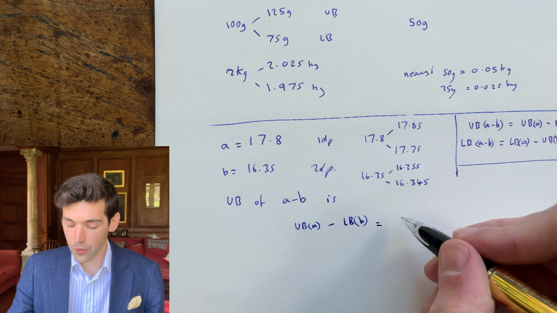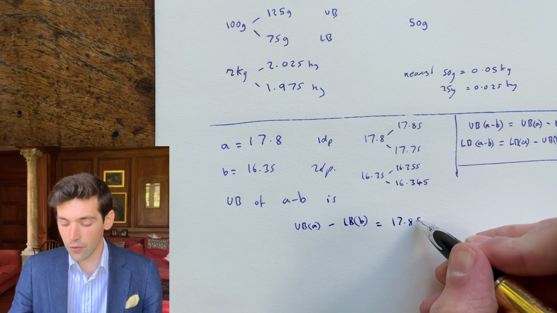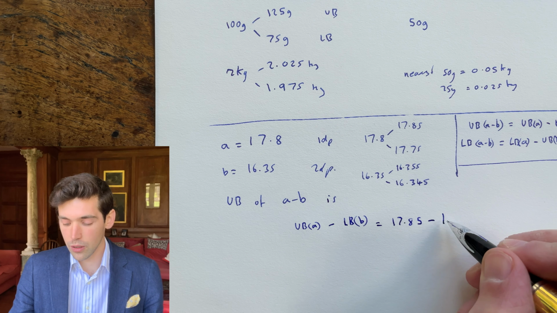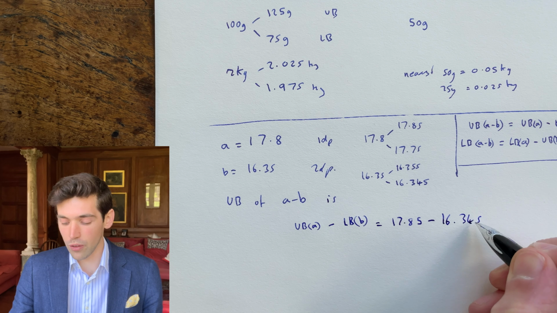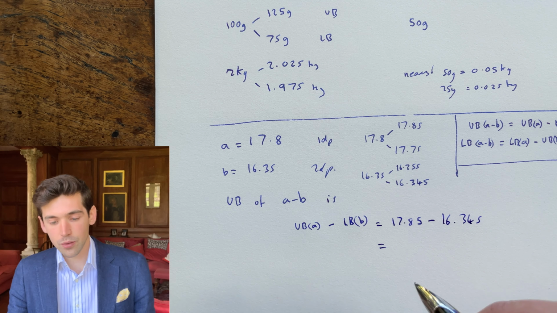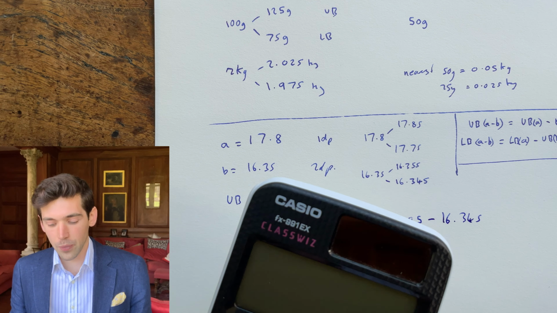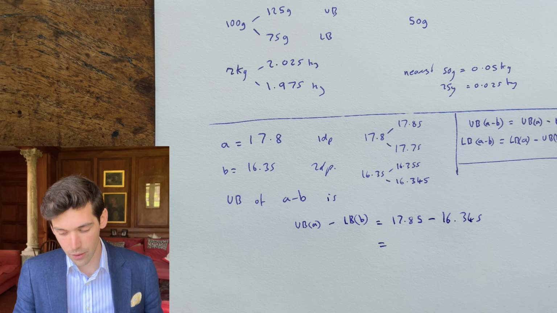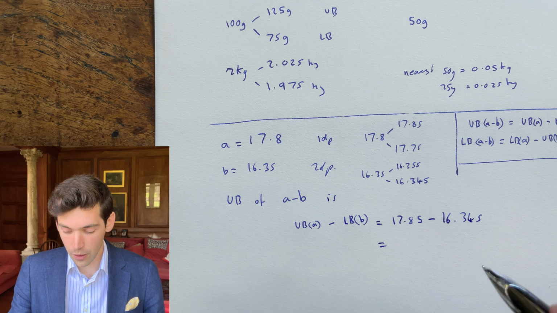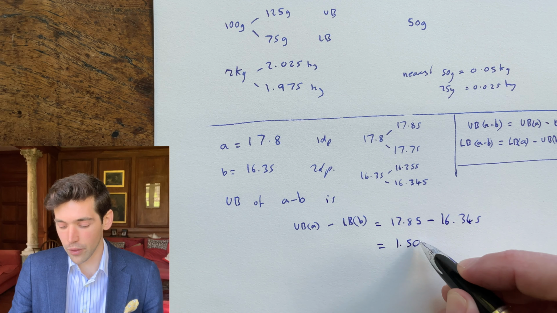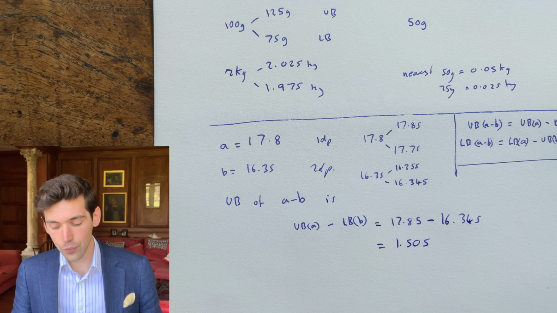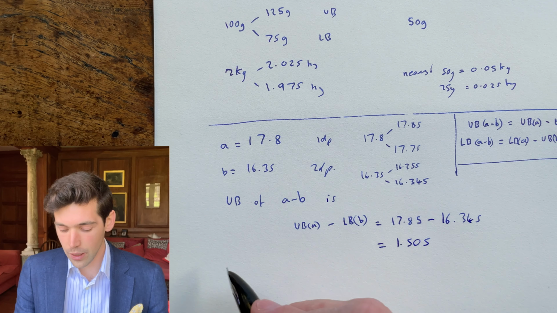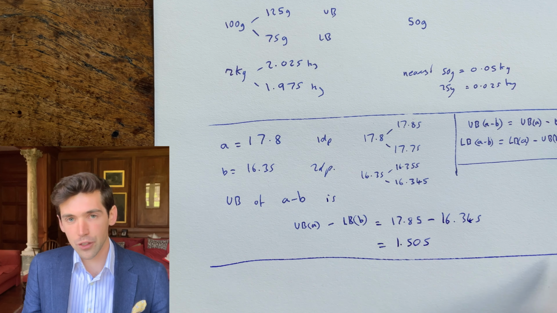What is it? 17.85 minus 16.345, that's the lower one. Use a calculator if you want. And you get the answer, 1.505. Done. Now, the next one is division.